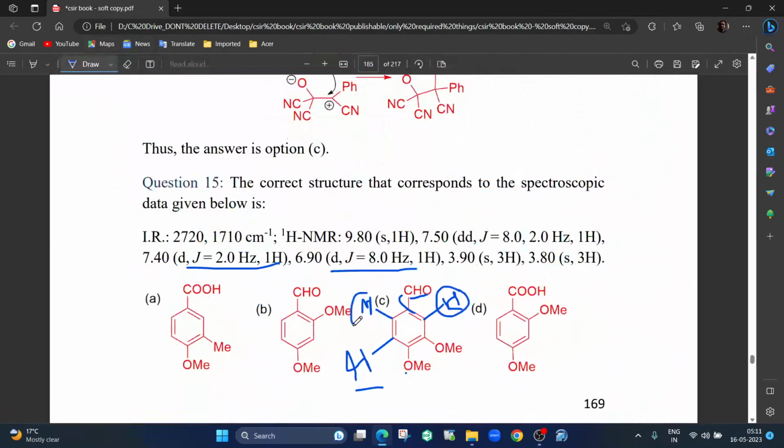What about this? This will come as a double doublet. So this is split by this 8 hertz, then split by this 2 hertz. So that's the one. Okay. And this is again beside CHO, so of course it is deshielded, highly deshielded, and it is coming above 7, at 7.50. So the answer is option C.